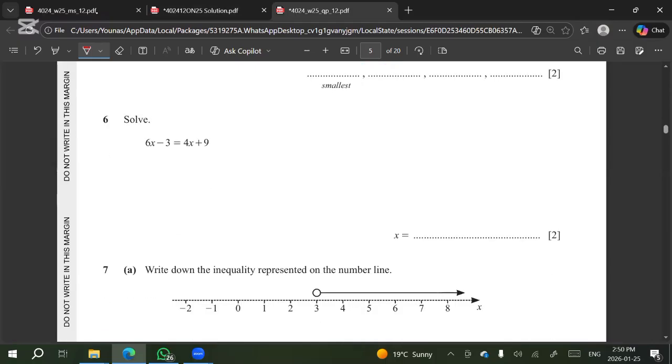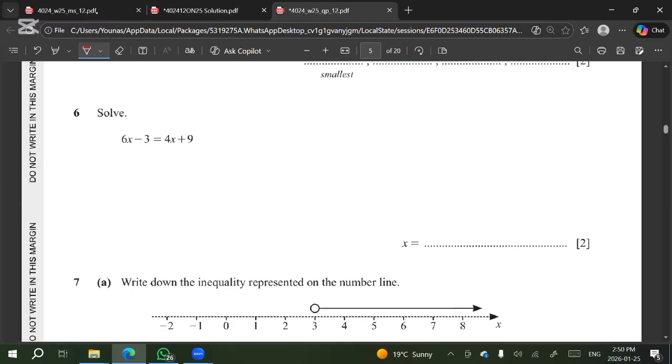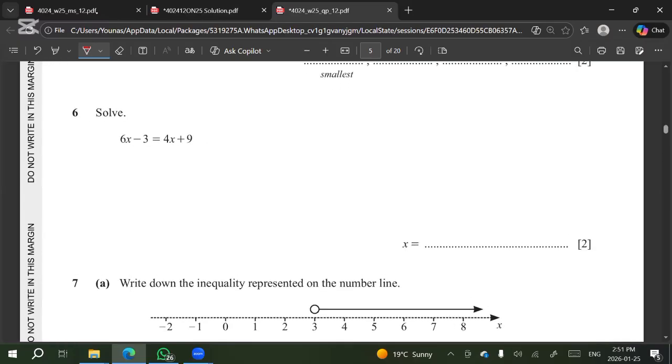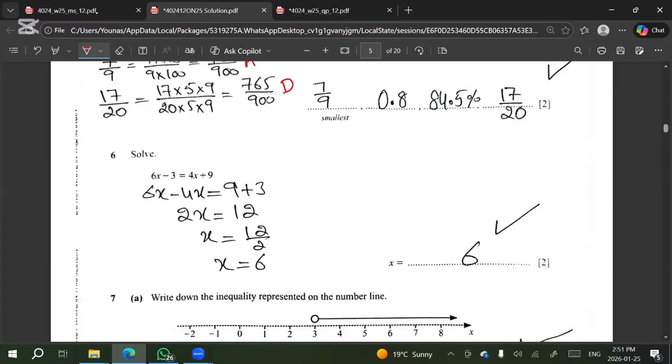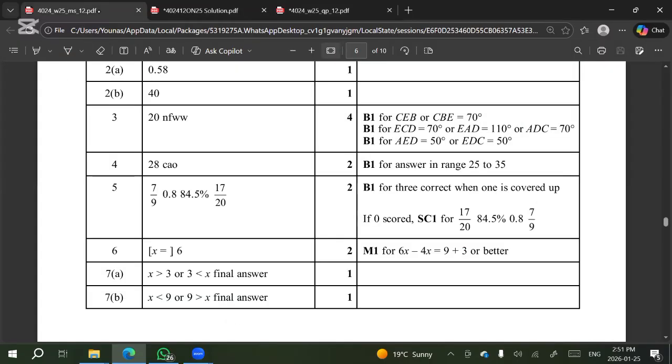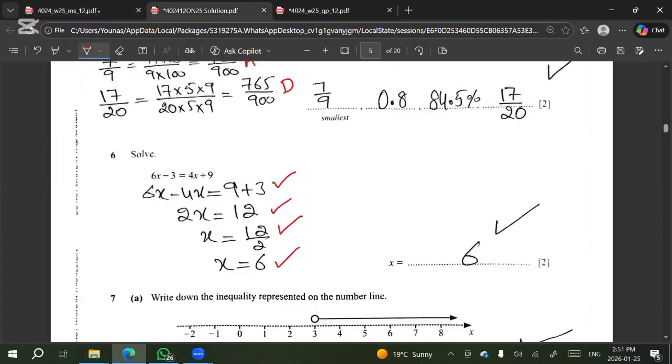Then on your screen, we have the question number 6. He says solve. Solve means to find the value of the x. And if you want to find out the value of the x, we will bring the terms which have x on one side and the constant terms on the other side. So you will have 6x minus 4x equals to 9 plus 3. So 2x equals to 12, 12 divided by 2, and x will be equal to 6. So my answer is 6. So this is how this question is done according to the marking scheme. The answer is right, sir.